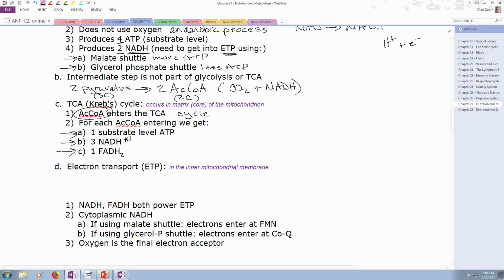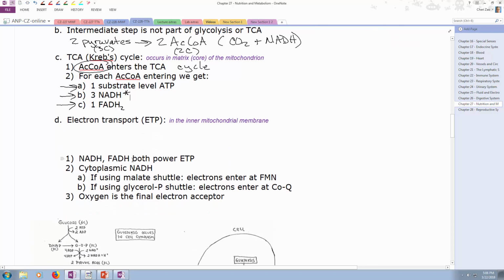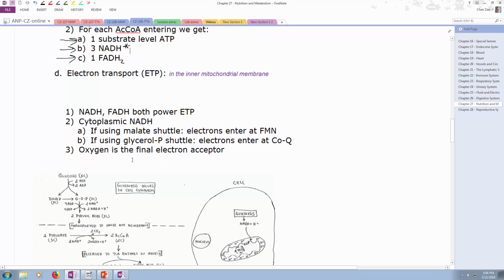And that brings us to the next biochemical process called the electron transport, or ETP. It occurs on the inner mitochondrial membrane, because remember we have those pumps inside the inner mitochondrial membrane. And what we have here is a series of proton pumps that are fueled by electrons.